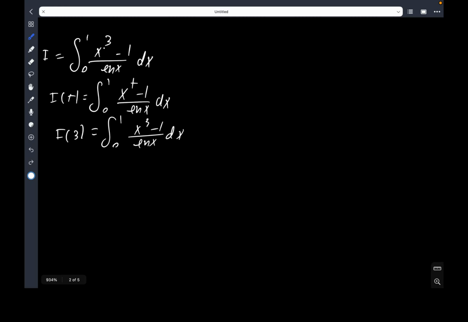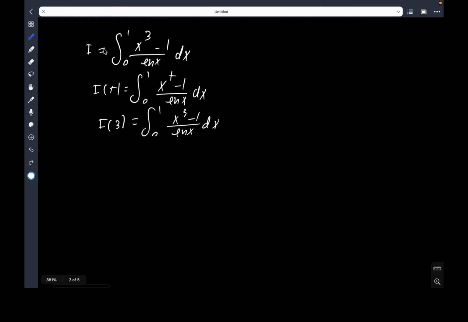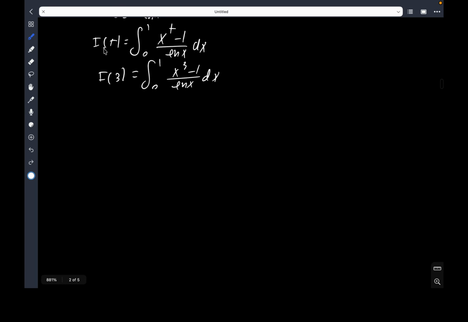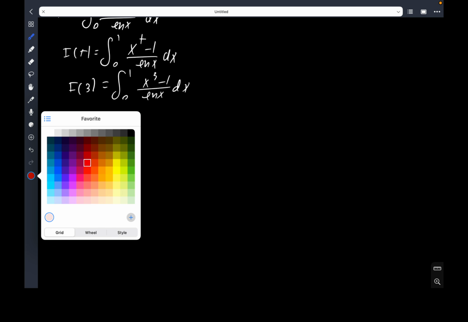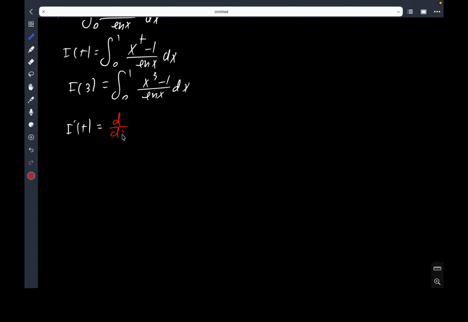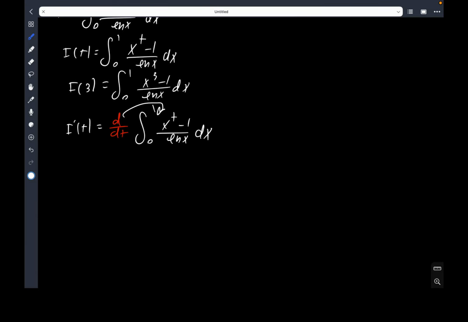So I can use and apply the Leibniz integration rule that we saw up here, and I'm going to take the derivative of this thing with respect to t. It's going to be d dt of the integral from 0 to 1 of x to the t minus 1 over ln x dx. Now, this total derivative would move inside.